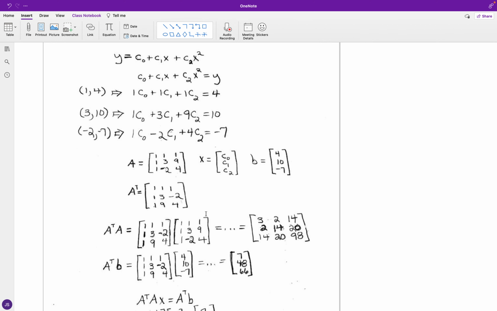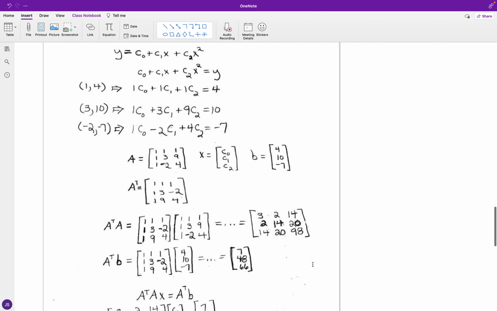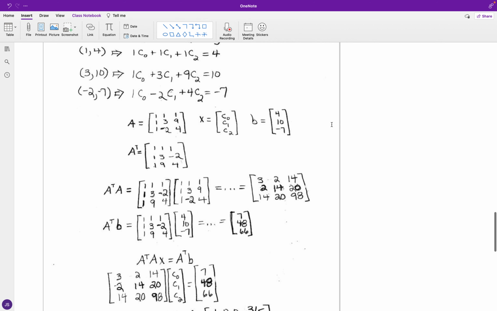Taking the product of the transpose of A times the matrix A, we end up with a 3 by 3 matrix where the top row is 3, 2, 14, the middle is 2, 14, 20, and the last row is 14, 20, 98. Multiplying the transpose of A by the matrix b, we get a 3 by 1 output where the top number is 7, the middle is 48, and the bottom number is 66.